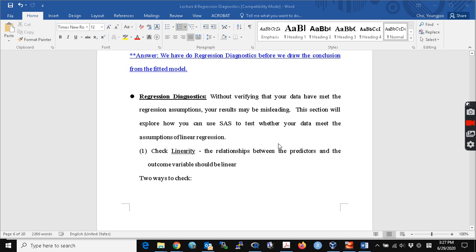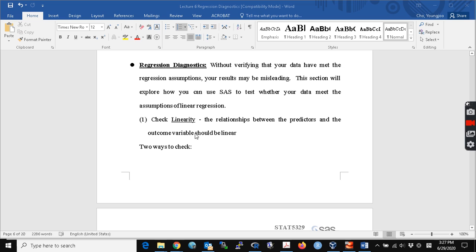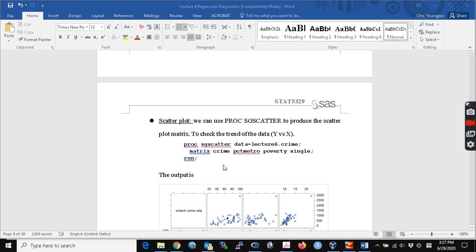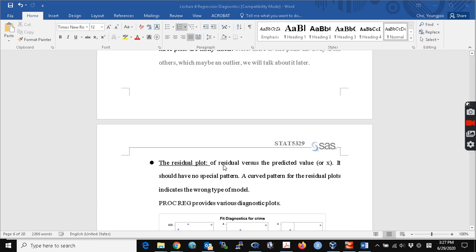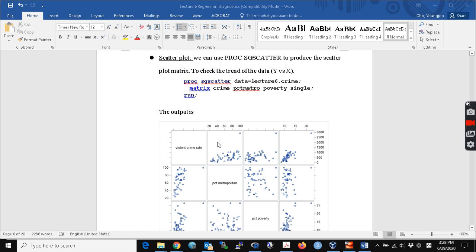So here I will talk about how to use SAS to check whether your data meet the assumptions of linear regression. We can check the linearity, which means that the relationship between predictors and the outcome variable should be linear. Then you can use two methods. One is the scatter plot. As we talked about before, we can use PROC SGSCATTER to plot the scatter plot matrix to check the trend of the data.